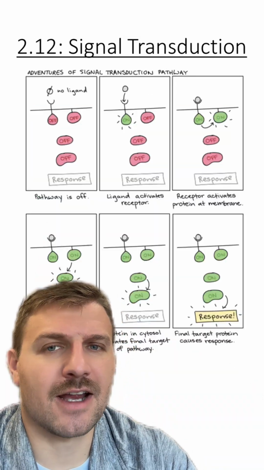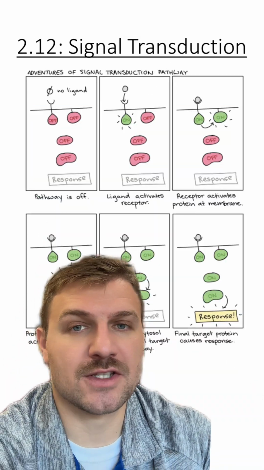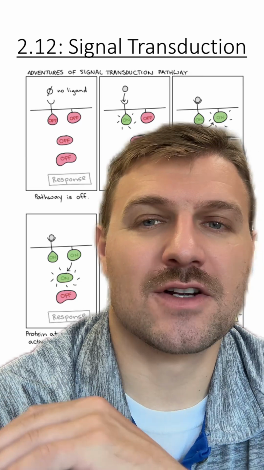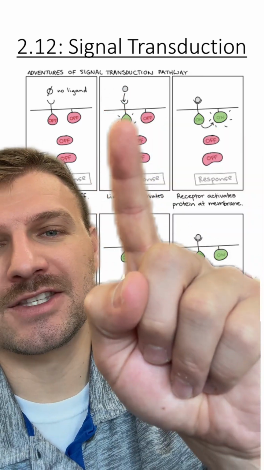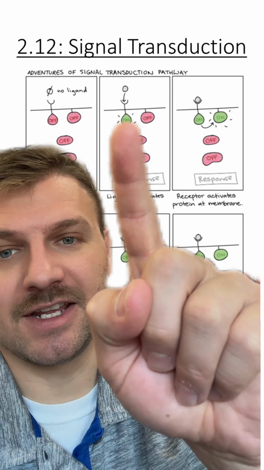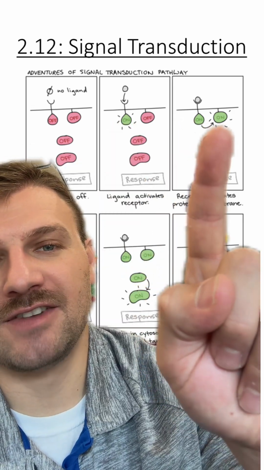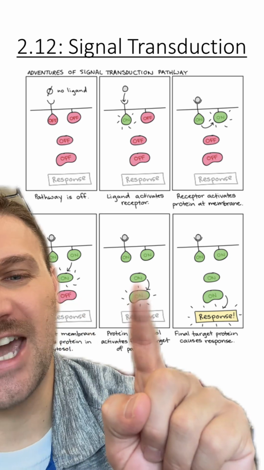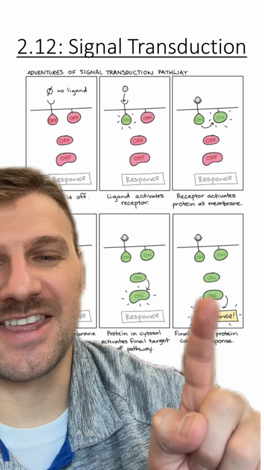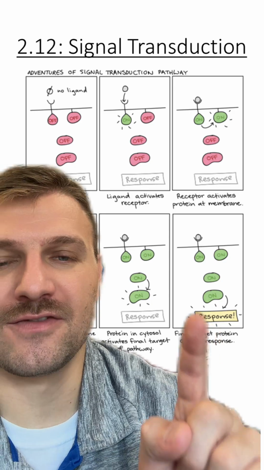I think that this diagram does a pretty good job of showing this signal transduction pathway. In our first box, there's no ligand, so this pathway isn't activated. When there is a ligand, it's going to bond with the receptor, activating it. The receptor is then going to activate a secondary messenger, which activates another secondary messenger, which activates another secondary messenger, and then it creates an internal response within the cell.